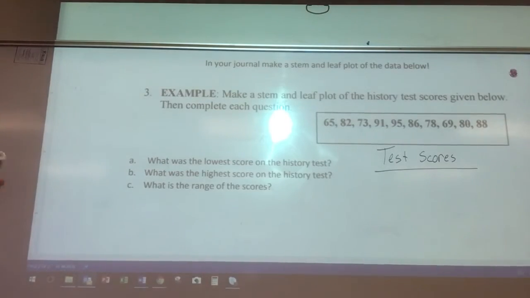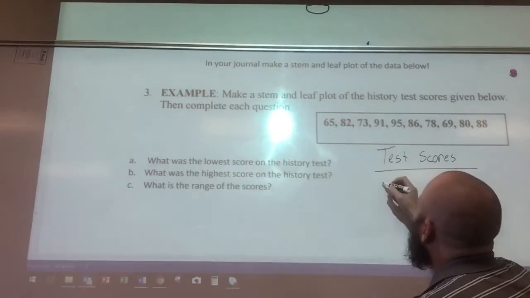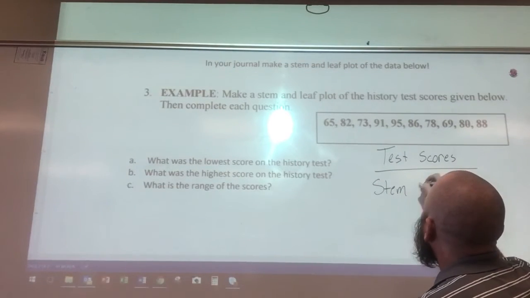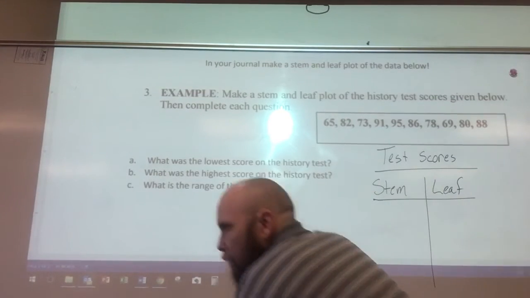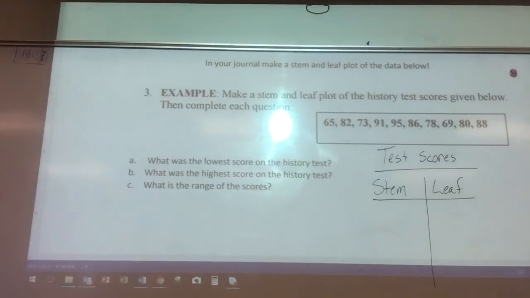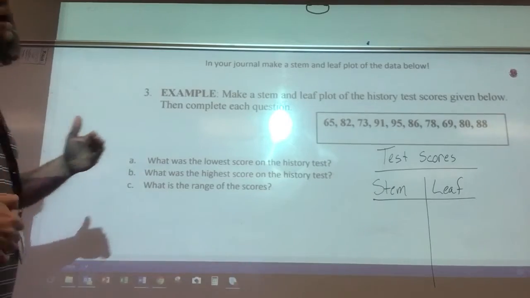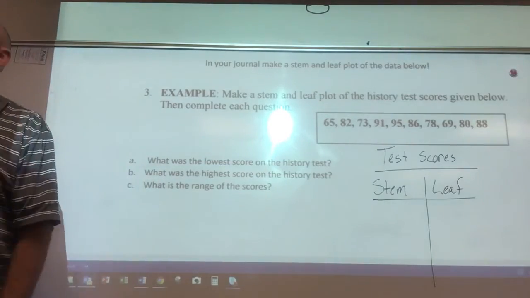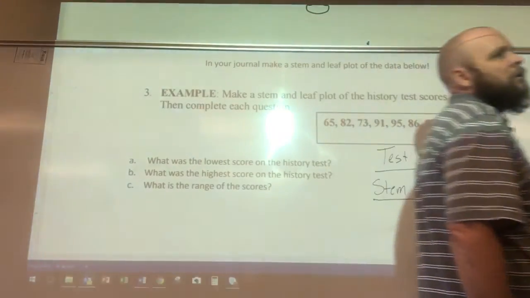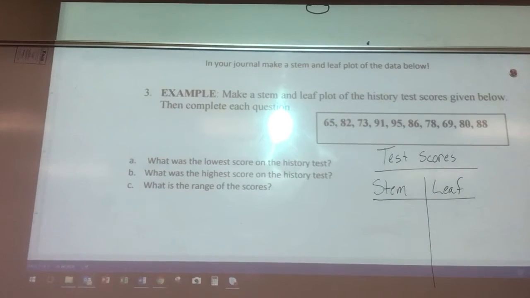All right, as we saw also, we have two columns. We have the stem and we have the leaf. In this case, the stem is going to be our tens place. Now you want the data, as the Khan Academy video showed us a moment ago, to be in order from least to greatest or greatest to least, just so it's organized. Usually it's going to be in order from least to greatest.